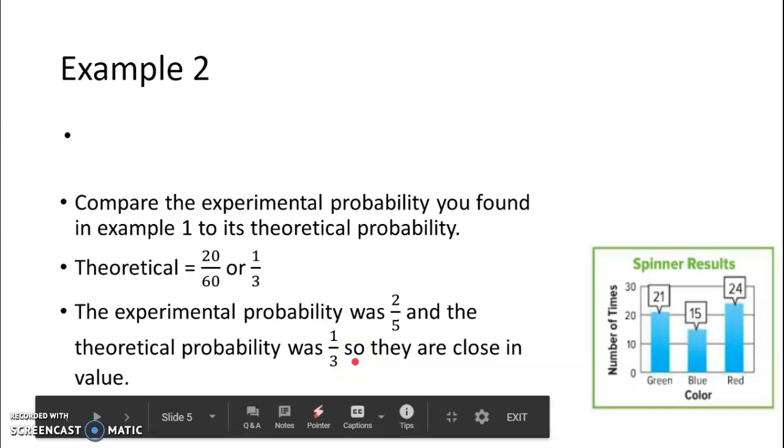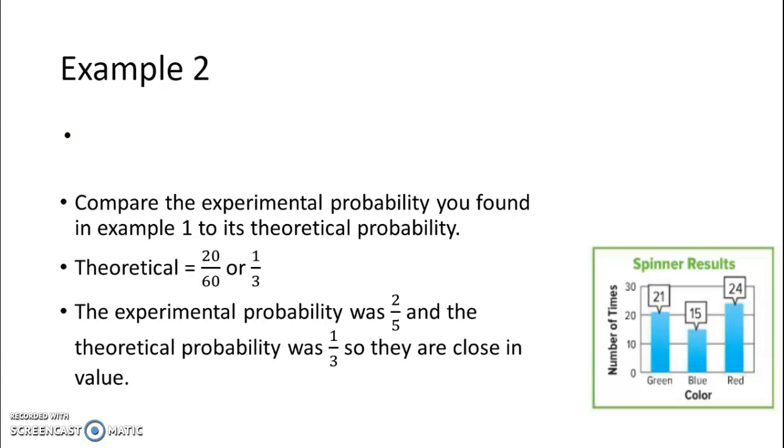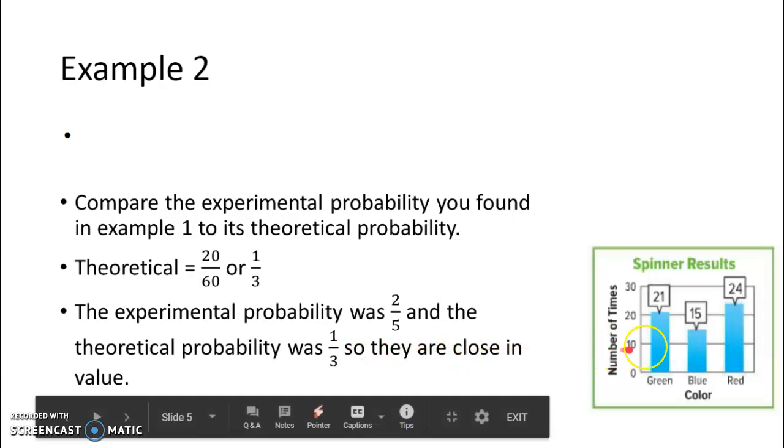So those only have one numerator difference. They're 1/15 off of each other, so they're very, very close in value. You can see even the green, it should have occurred 20 times and it occurred 21. So it's even closer to that experimental probability.